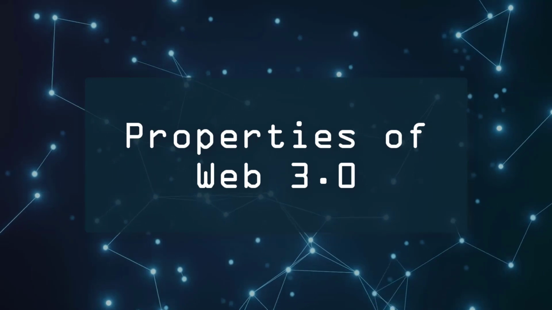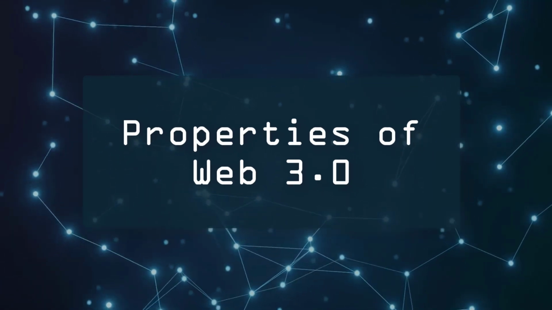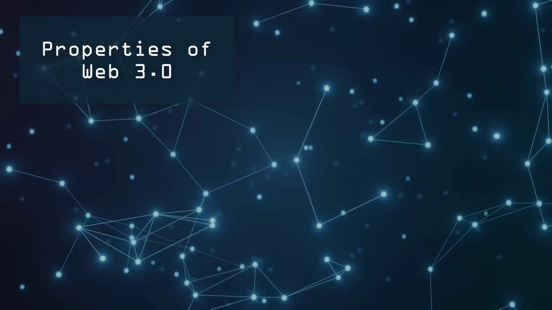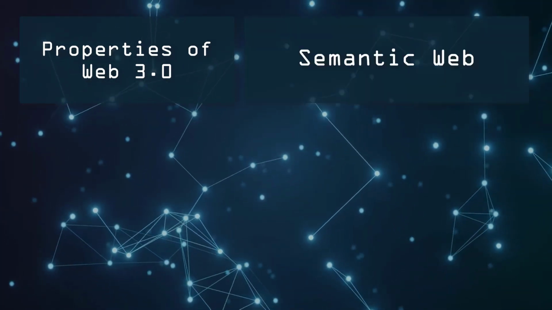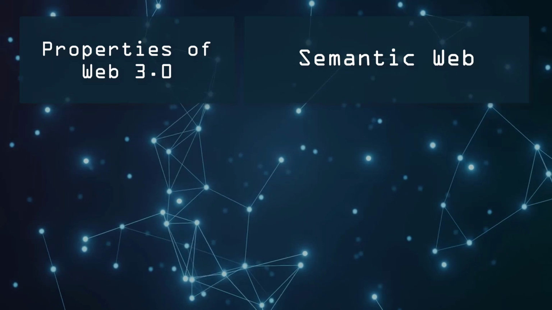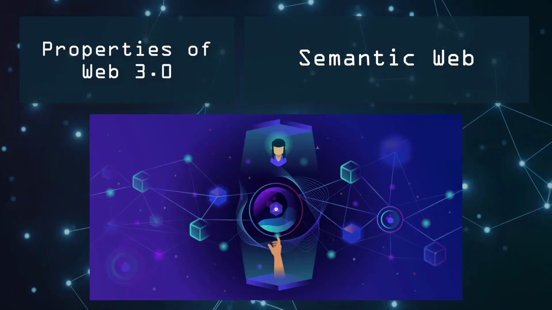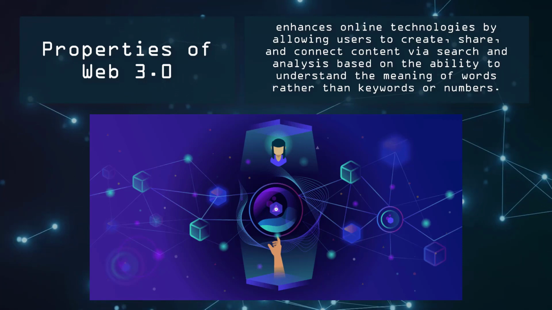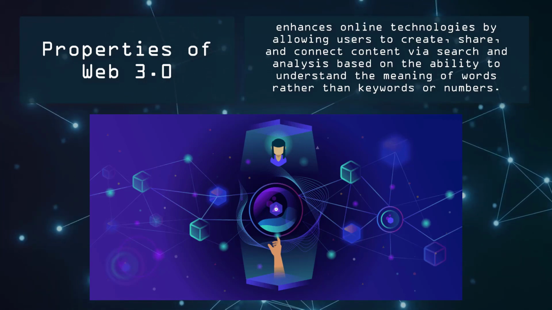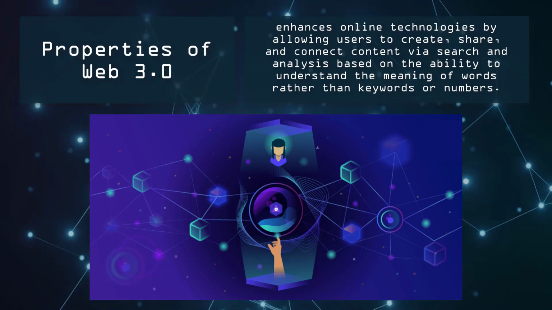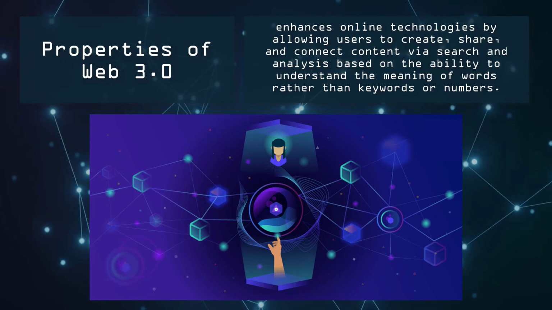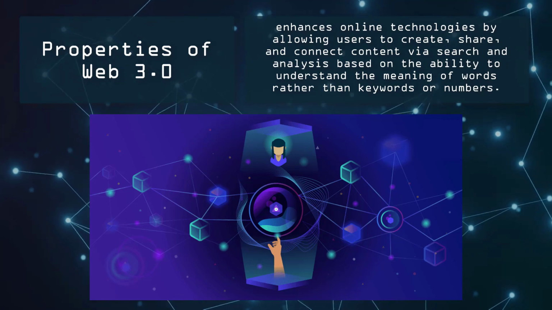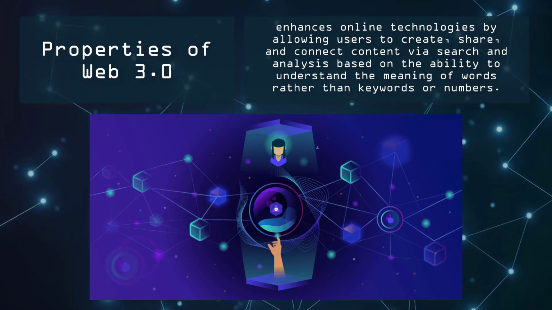Here are the properties of Web 3.0. The following are three characteristics that can help us define Web 3.0. First, semantic web. One of the key elements of Web 3.0 is the semantic web. The semantic web enhances online technologies by allowing users to create, share, and connect content via search and analysis based on the ability to understand the meaning of words rather than keywords or numbers.